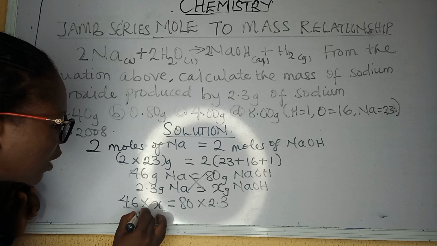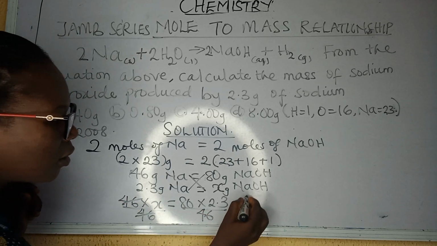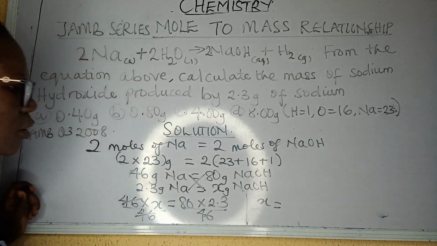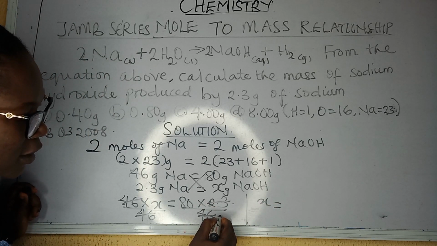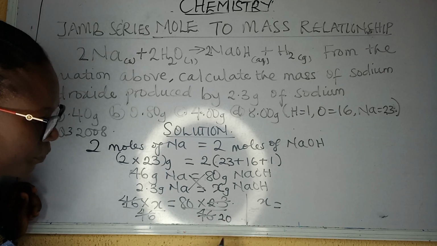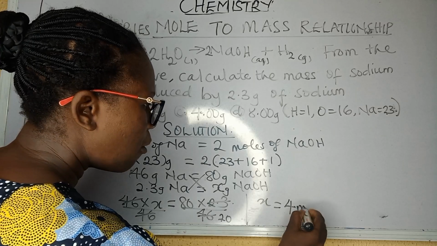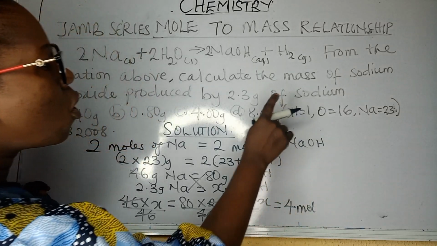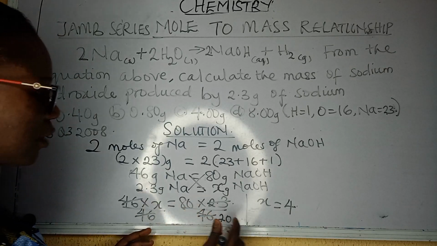So dividing both sides by 46, X is going to yield 2.3 in 46, that is 20. So 80 divided by 20 will give us 4 gram, because the question is in gram and we have calculated everything in gram.